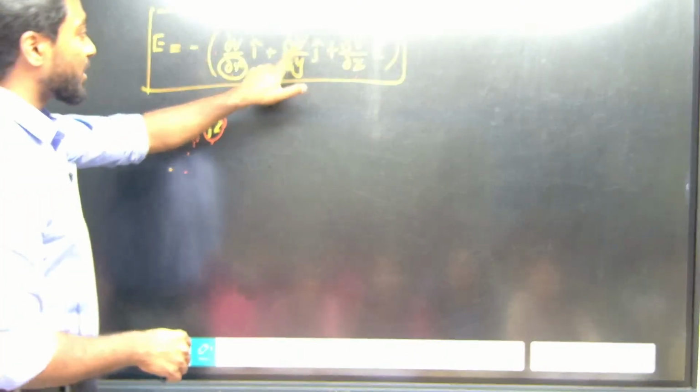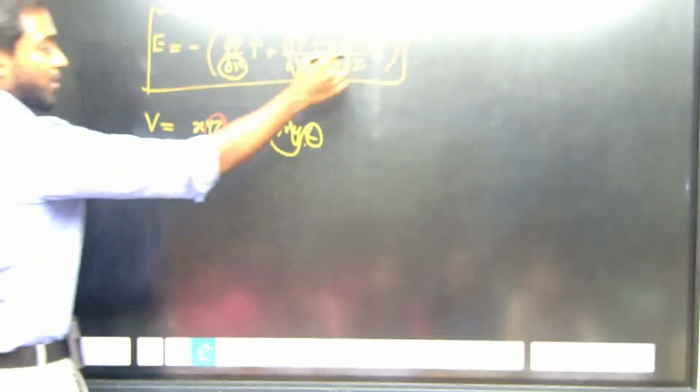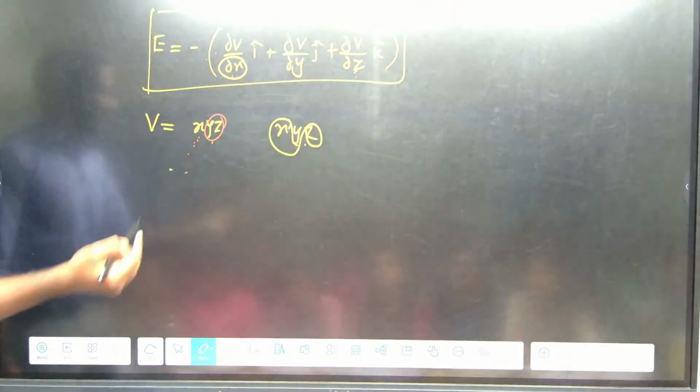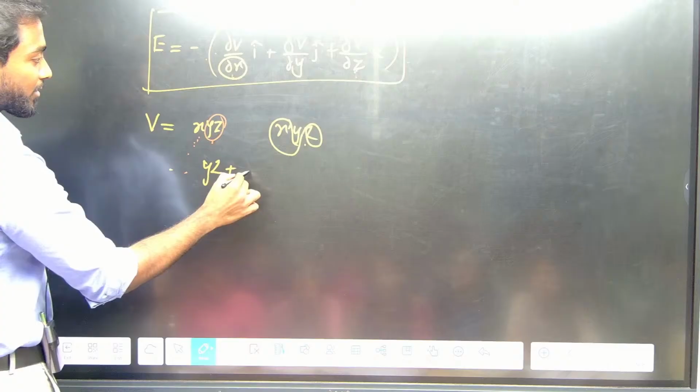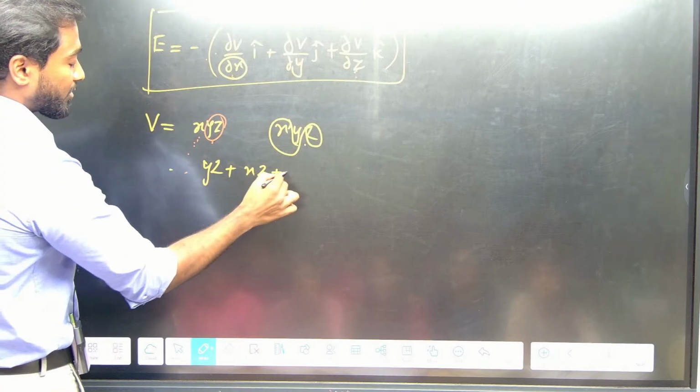When I am differentiating with respect to y, the other two will be constant. If I differentiate with respect to z, x and y remain. So what I can say? This is yz plus xz plus xy.